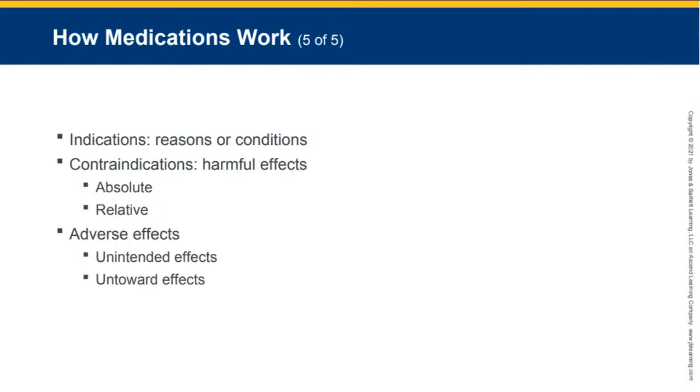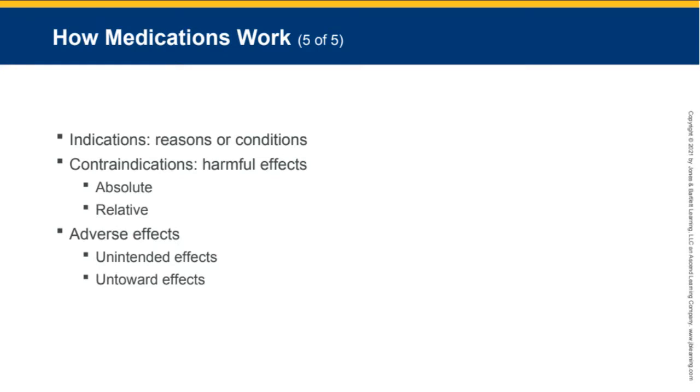Indications. These would be the reasons or the conditions for which a particular medication is given. Contraindications. These are situations in which a medication would either harm the patient or have no positive effect. Absolute contraindication. These are situations in which a medication should never be given to a patient.